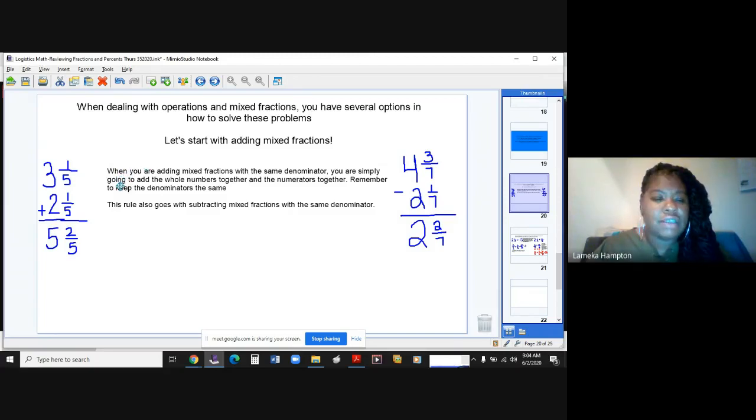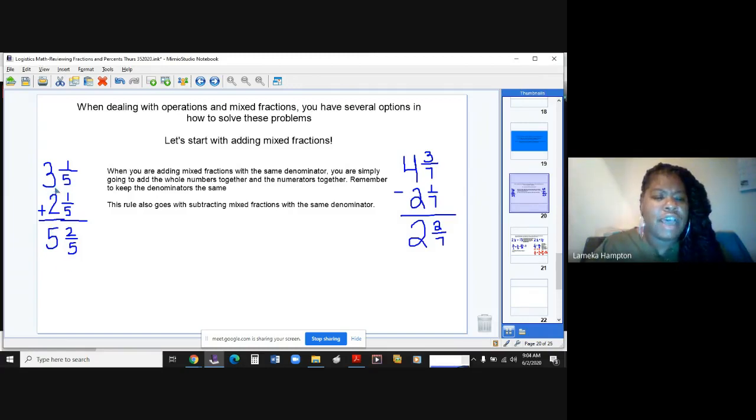Okay, so just keep in mind that when we are talking about mixed fractions, we are talking about a whole number with a fraction beside it. And the rule states when you are adding mixed fractions with the same denominator, you are simply going to add the whole numbers together and the numerators together. Remember, the numerators are the top numbers in your fraction. Remember to keep the denominators the same. So you would not add the denominators. If you have the same denominators for your fractions, you only add the numerators. And because we're dealing with mixed numbers, we're going to add the whole numbers.